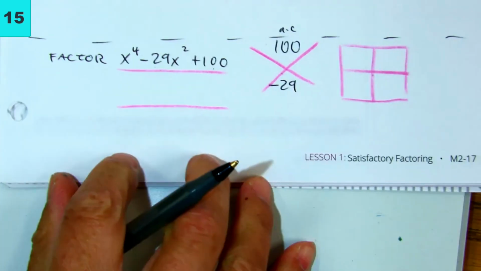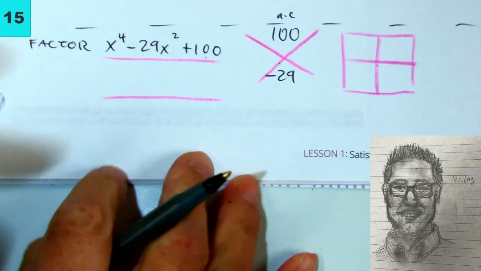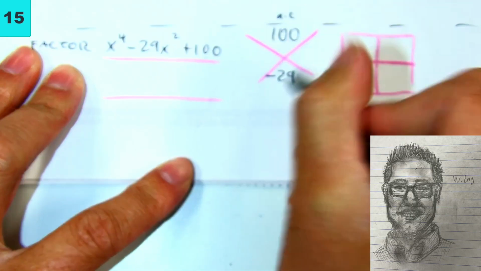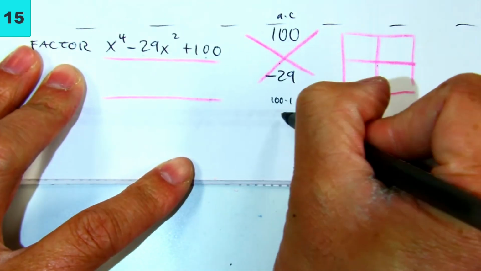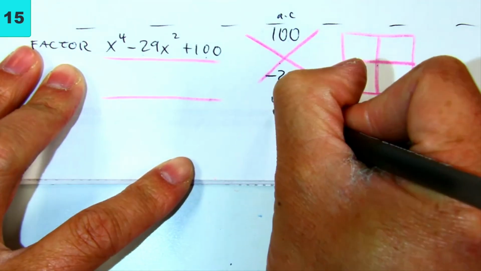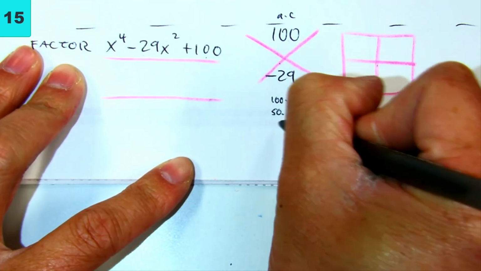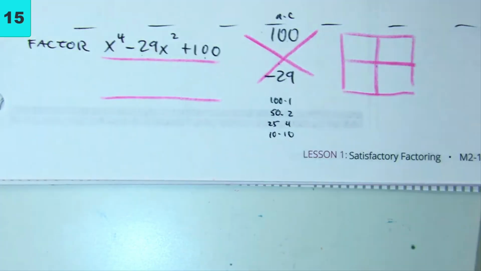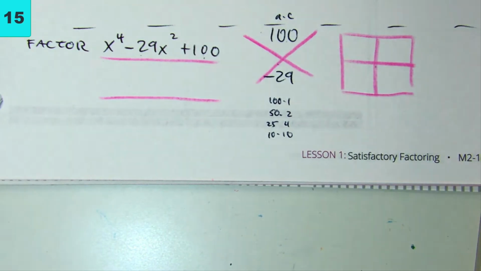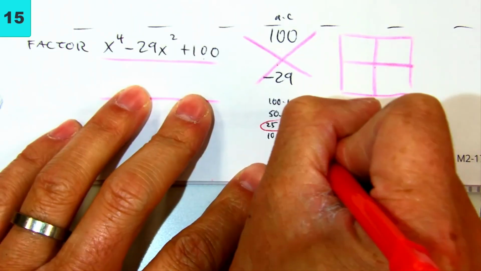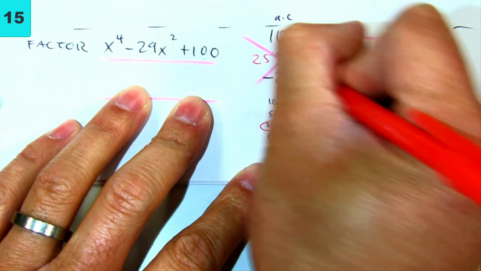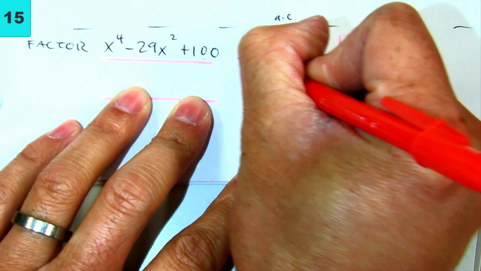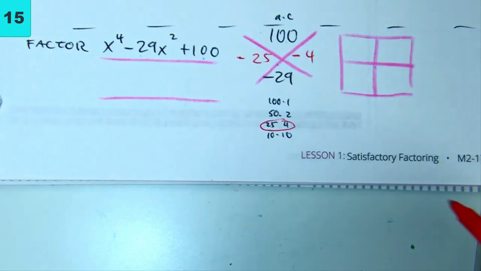Now, some of you may have gotten stuck, so this is a good opportunity to write out your factors of 100. 100 times 1, 2 times what? 4 times, and 10 times 10. Partner A, whisper to partner B, which one? Class, which one? 25. And they're both going to be negative. Raise your hand if you got that so far.